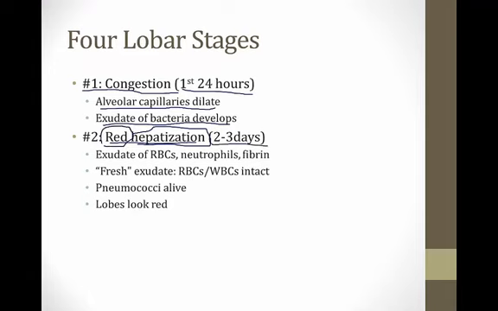This happens about 2 to 3 days after infection, and exudates of red blood cells and neutrophils and fibrin form, and this is what gives the lung that red color. It's a fresh exudate. It's got lots of intact red cells and white blood cells. The pneumococci are still alive, and as I said before, the lobes will look red in this stage.